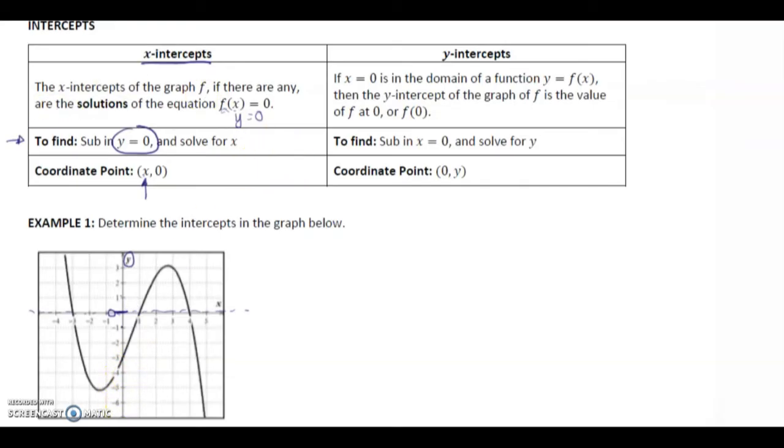Okay, then we have y-intercepts. So if x equals 0 is in the domain of the function y equals f at x, then the y-intercept of the graph of f is the value of f at 0. Okay, so to find it, sub in x equals 0 and then solve for y. So opposite of this one. Sub in x equals 0. So our coordinate will have this x equals 0 and then some number y.